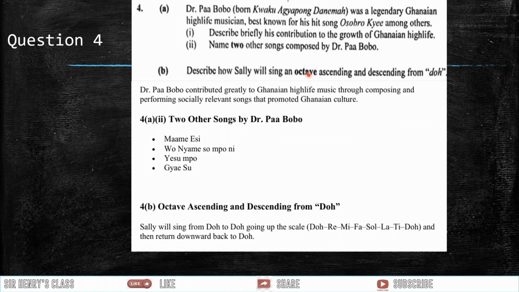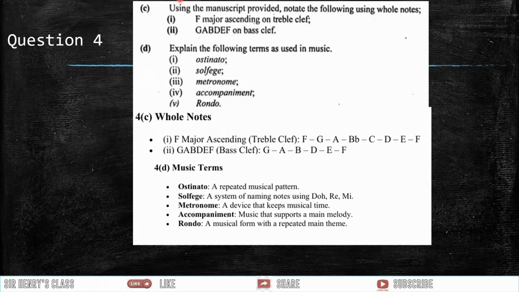4B is describe how Sally will sing an octave ascending and descending from Do. So Sally will sing Do to Do, going up the scale, Do, Re, Mi, Fa, Sol, La, Ti, Do, and then return downward back to the Do. All right. 4C, using the manuscript provided, notate the following using whole notes.